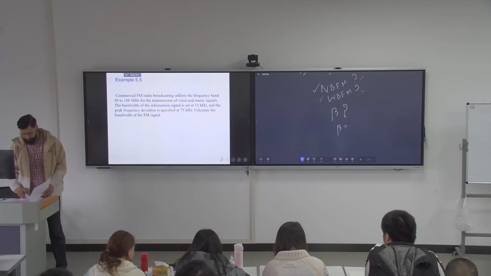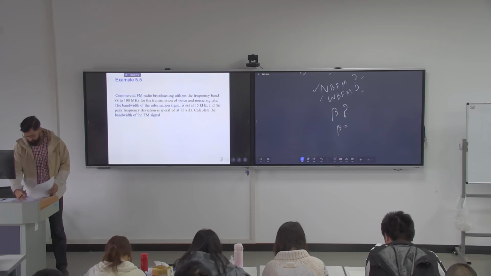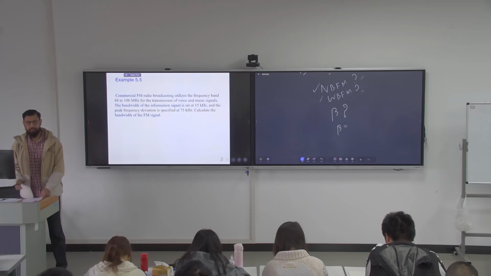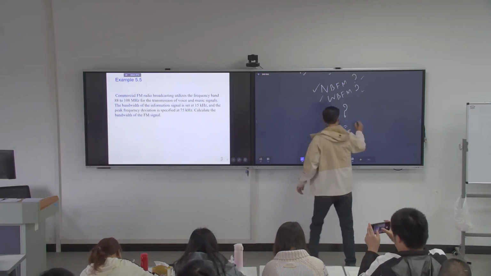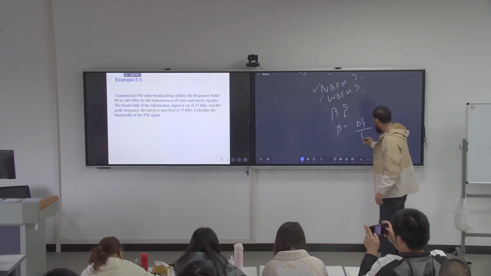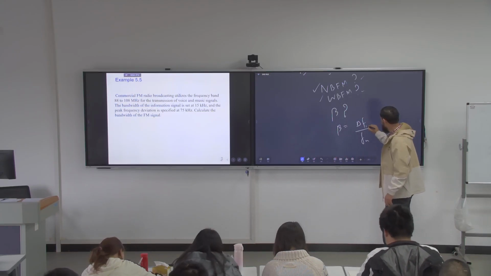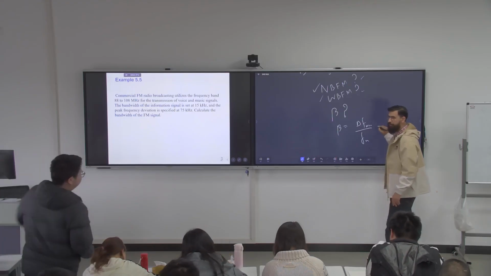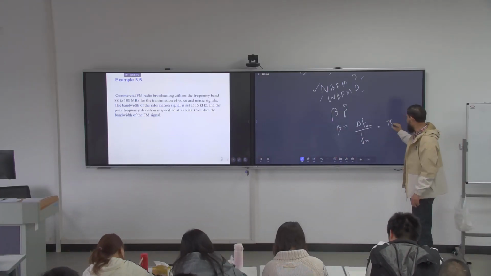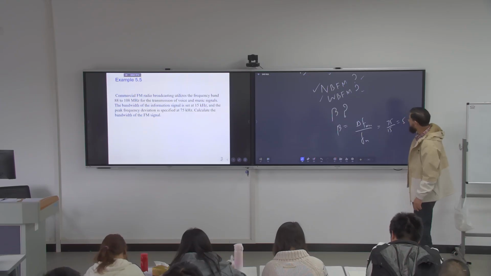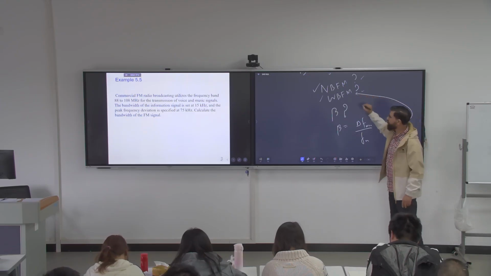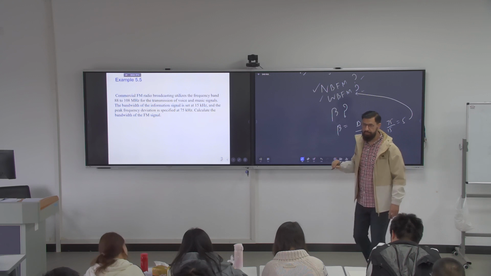What is the definition of beta? Delta F divided by Fm, right? This is beta. How much is delta F max? 75, right? 75 divided by Fm, which is 15, so this is 5. This is much more than 1, right? So that means it is a wideband frequency modulated signal, for which I need to find the bandwidth.